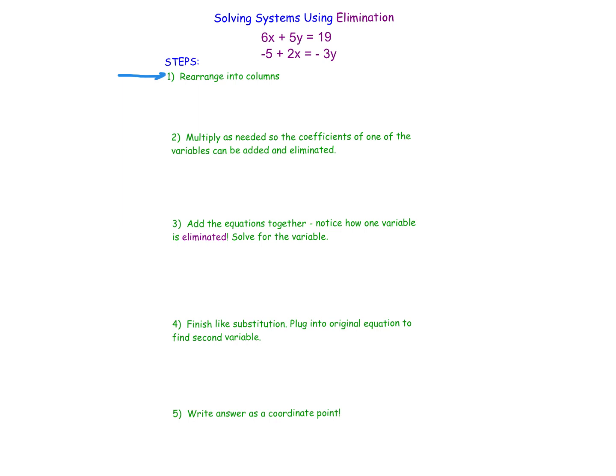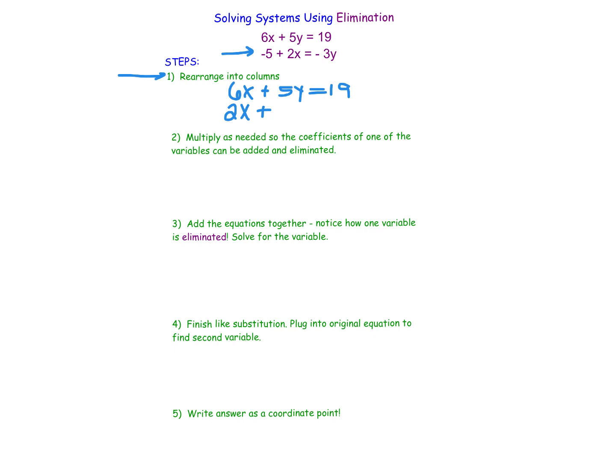I notice that my first one is already set up as 6x plus 5y is equal to 19, so I'm going to leave it as is. Then I need to rearrange this second one here. So I notice that I already have 2x on the left-hand side, so I'm going to leave that as is. I then need to move this 5 to the other side of the equation.